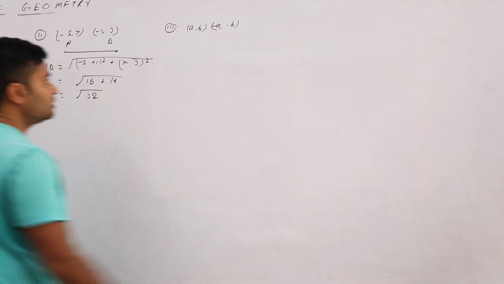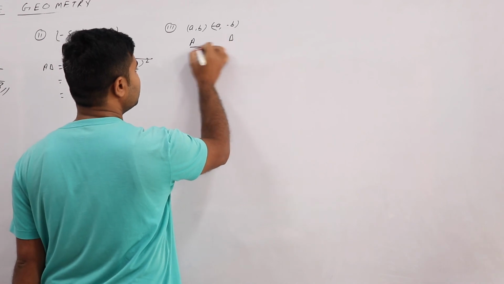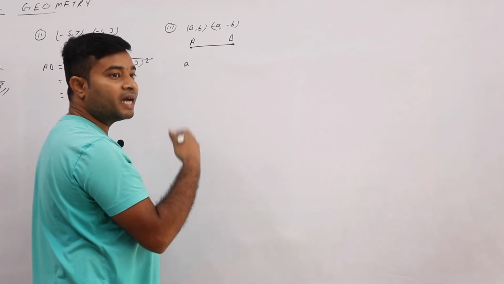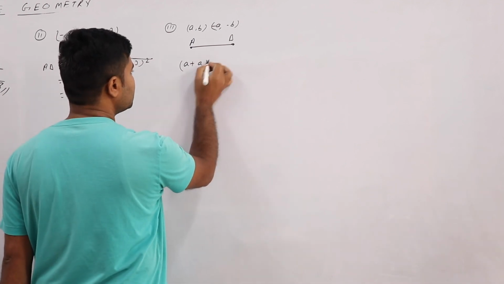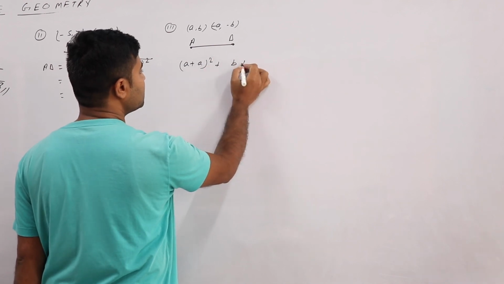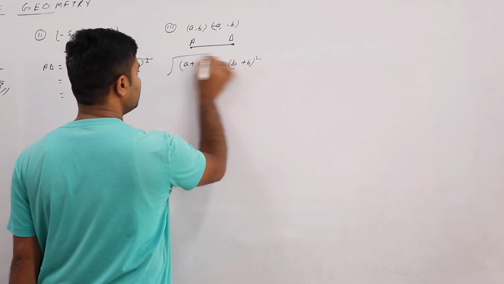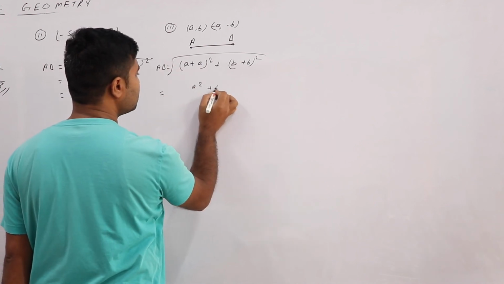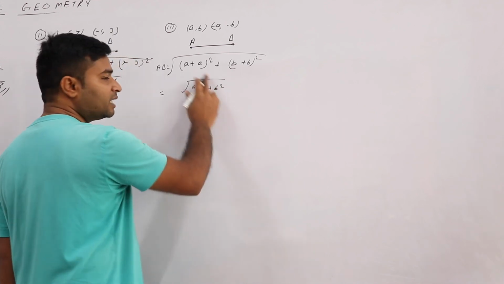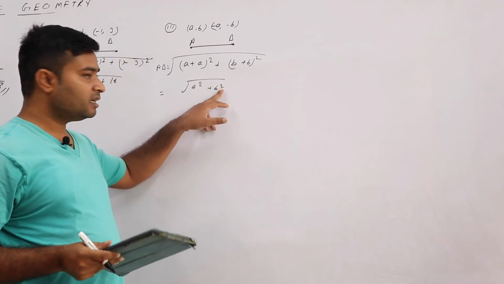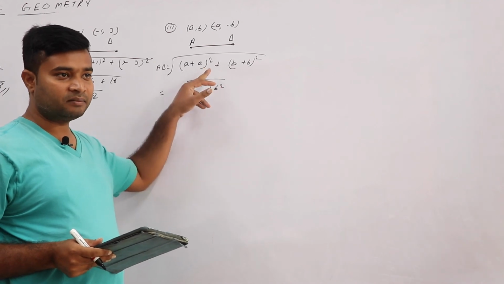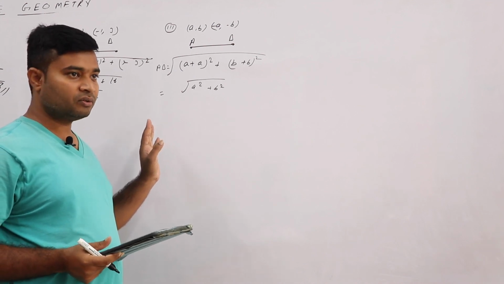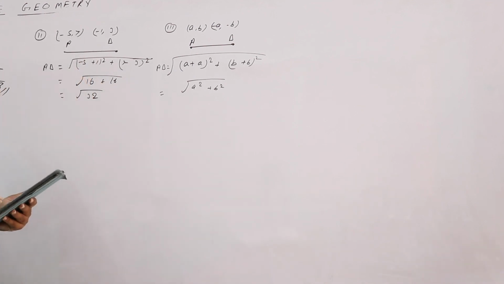Assume this is A, this is B. So A minus of minus A, so plus A, square, plus B minus of minus B, so plus B, square root. So AB is equal to root of A square plus B square. Here we can't cancel the root. A square is here and A square is here, but we can't cancel. If it were a square on both sides, then only you could cancel. Getting it? Yes or no? So question number 1 is done.